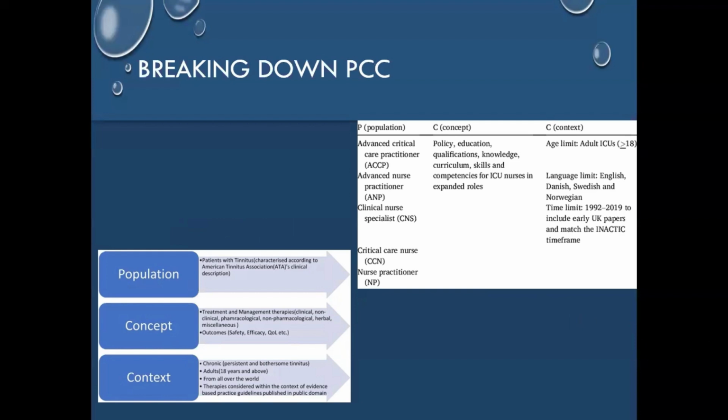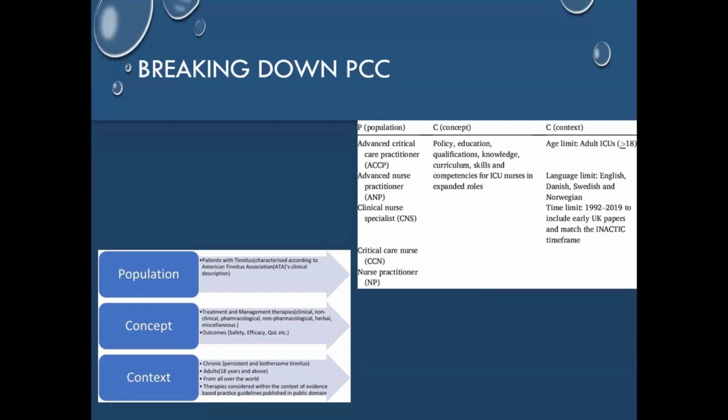Population is defined as the group. The concept is more of your theme, and your context is the one that gives the boundaries. So I have two snapshots here with two different examples of the PCC. So going back to the population, you can see that the population is like your educators, your nurse practitioners, your athletic trainers, your occupational therapists, clinical nurse specialists, your advanced nurse practitioners. So that's kind of where your population is.